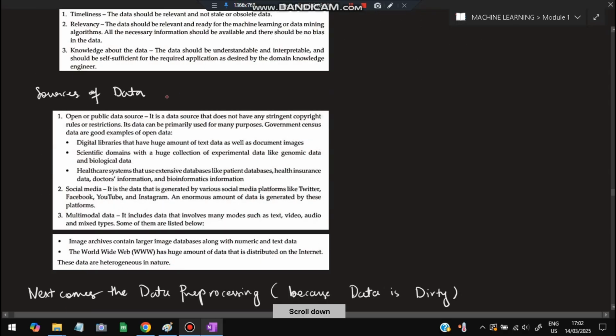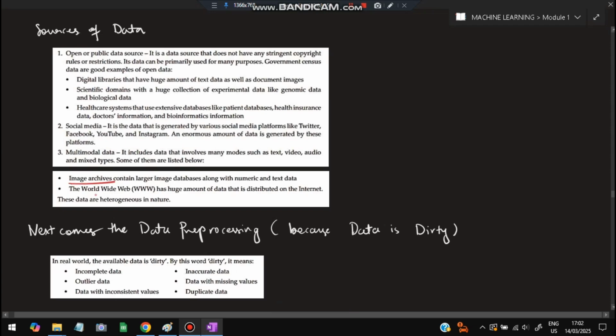And where do we get the data from? First is open or public data sources. In digital libraries you can get scientific domain data, or from healthcare systems, or from social media also. Multimodal data like text, video, audio, that kind of data we can get. Where can you get that from? Image archives and the world wide web. On the internet we can get it. So these are the places where we collect the data.